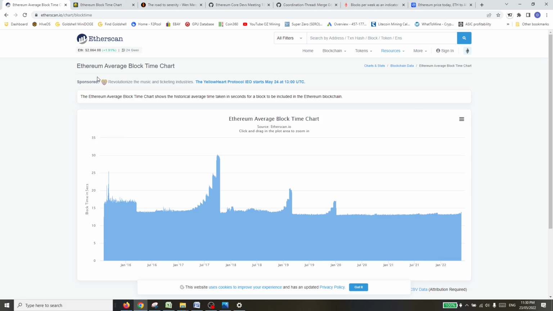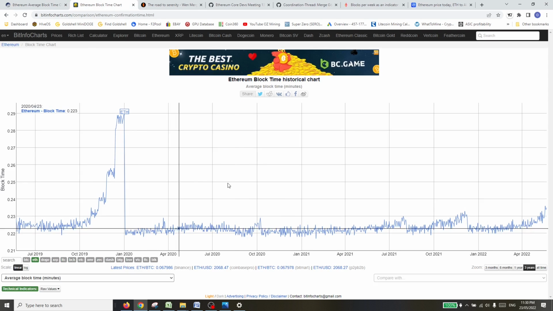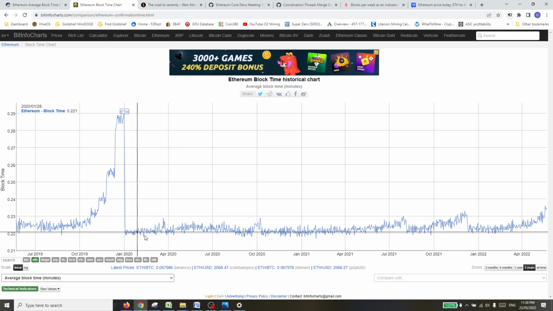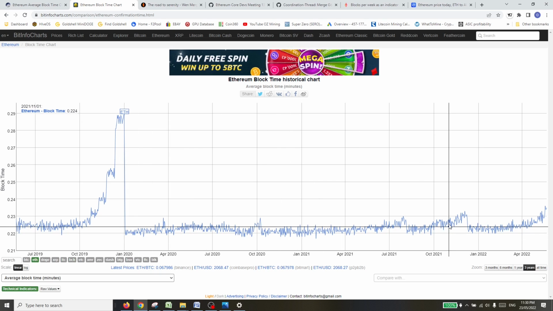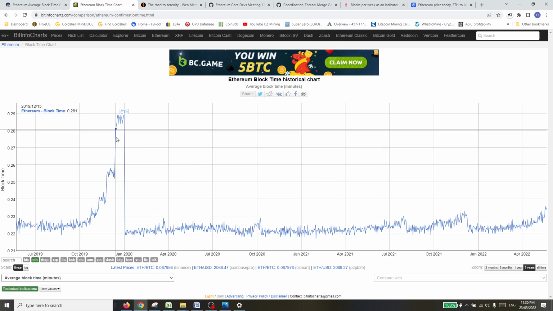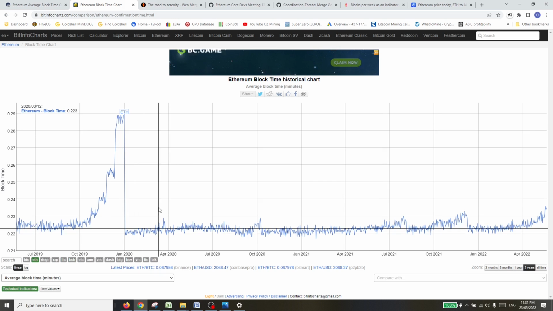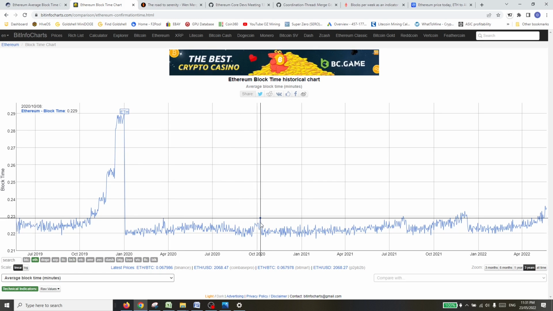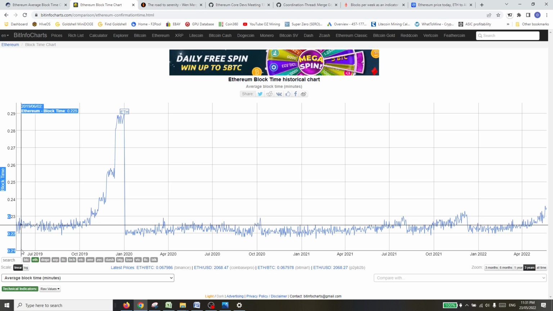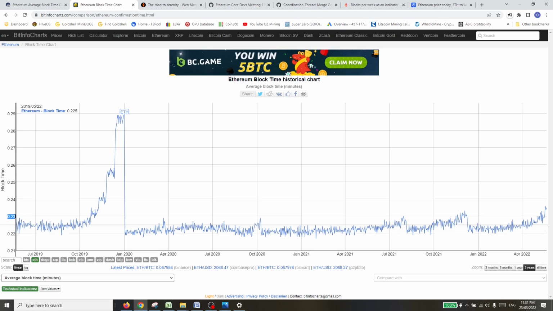Let's jump out of this and go to a slightly different way of looking at this. This is another graph of the Ethereum block time averages per day. And you can see we got this massive spike back here at the end of 2019. And we do have these occasional spikes here. This is measured in decimals of a second. So that's 0.23 of a second.